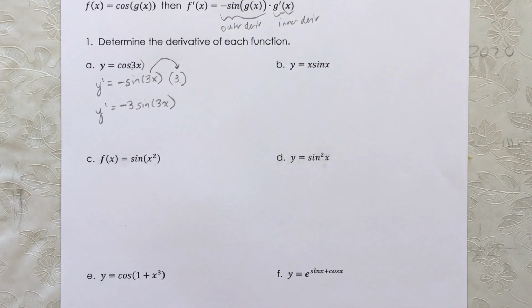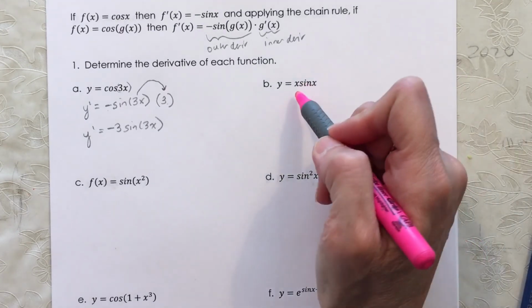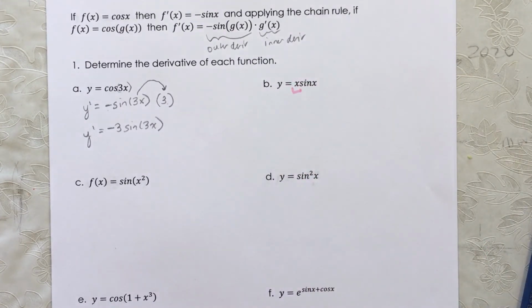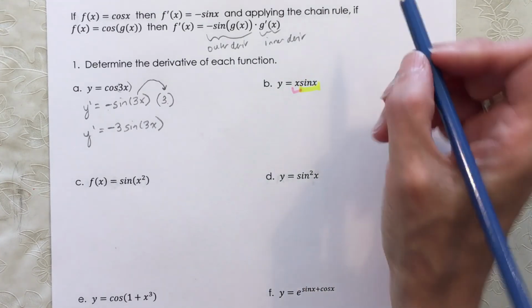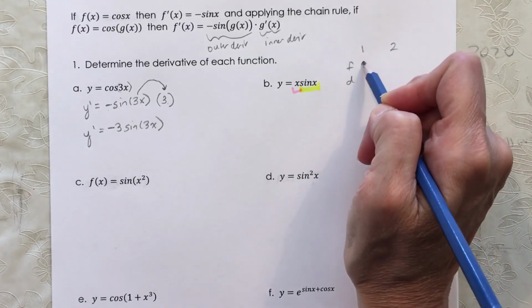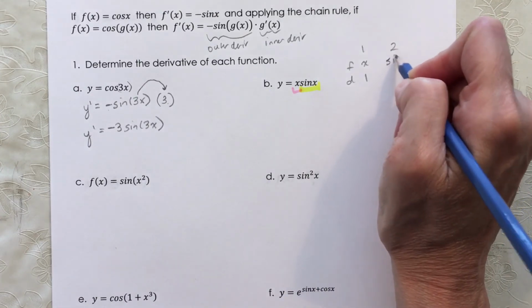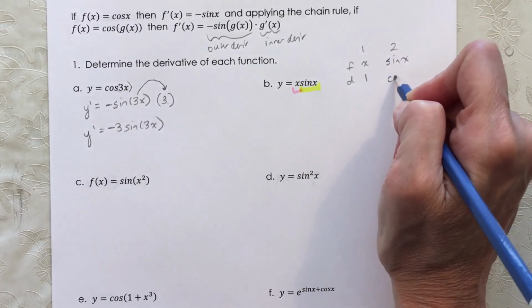Okay, so y equals x times the sine of x. So now we have a product rule because we have one function of x, plain x, multiplied by another function of x, the sine of x. So I have to do my first, second function derivative. So my first function is x and the derivative is 1. And my second function is the sine of x and the derivative is the cos of x.